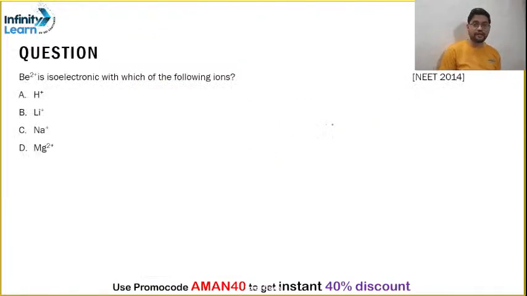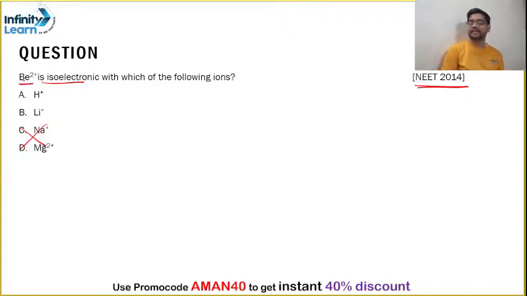Clear? Next. This was asked in NEET 2014. Be2 plus ion is isoelectronic with which of the following? Ideally, this should not be the answer, because this is sodium and magnesium, which are third period elements.